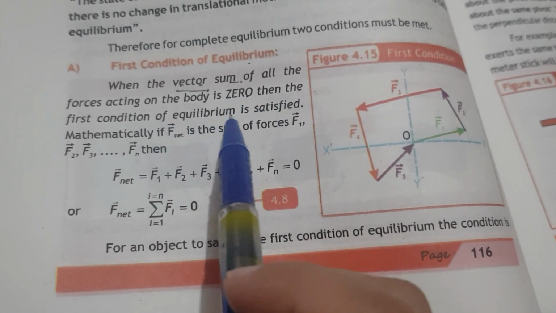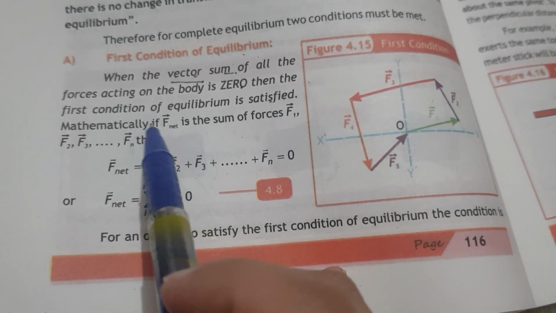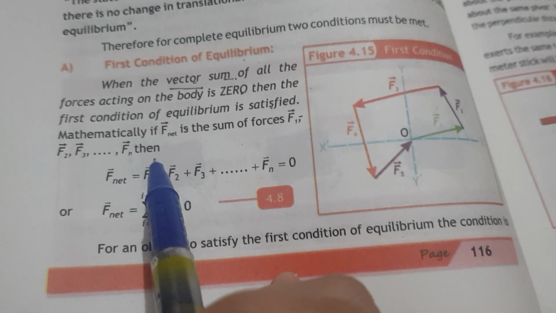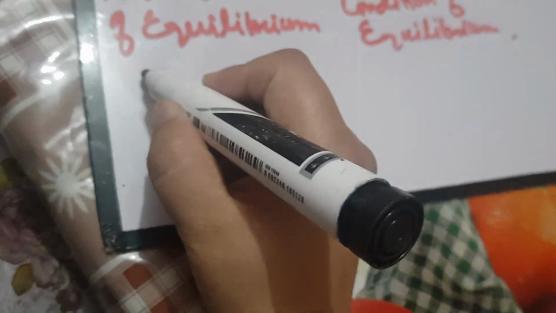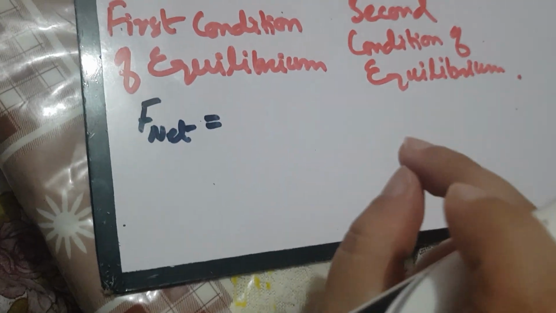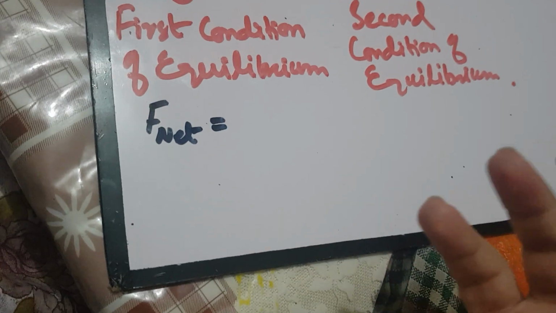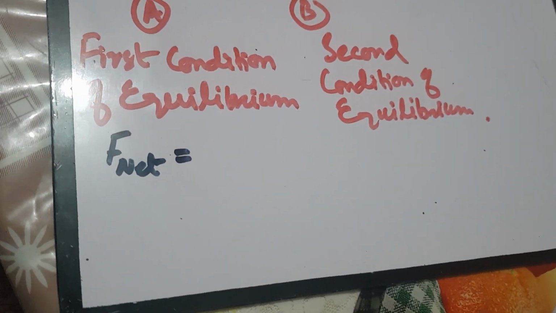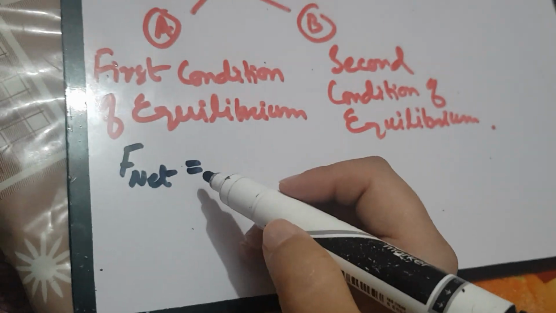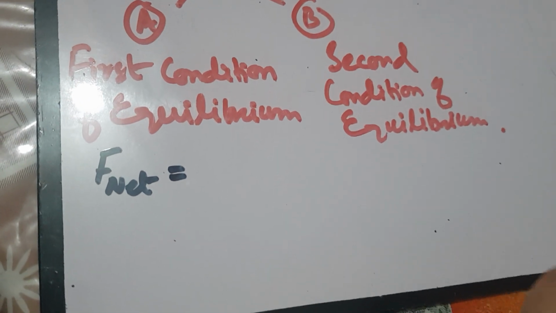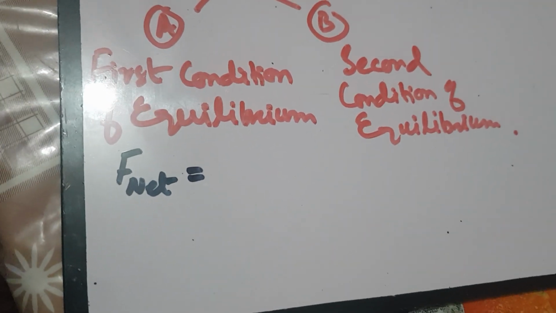When the first condition of equilibrium is satisfied, mathematically F net is the sum of forces F1, F2, F3 and so on. So for the first condition of equilibrium, what must F net be? If you are still confused about what F net is, what the sum of all the forces is, just go through the lecture on addition of forces, and you will know how all the forces are added algebraically and also vectorially.